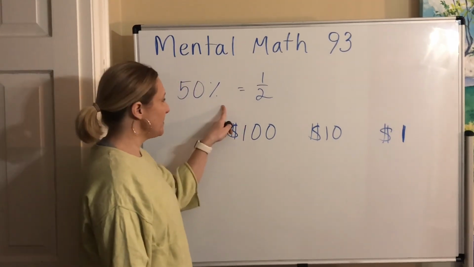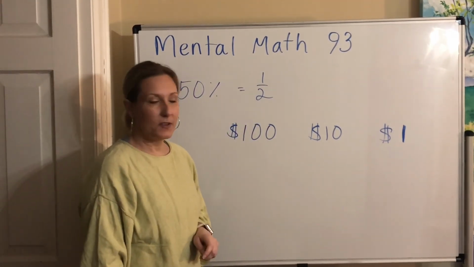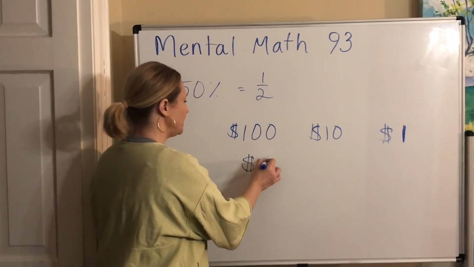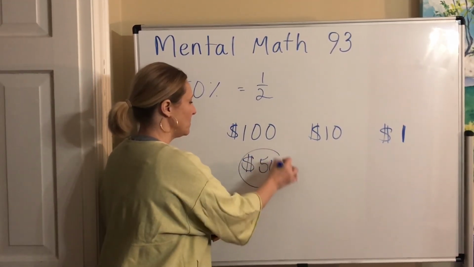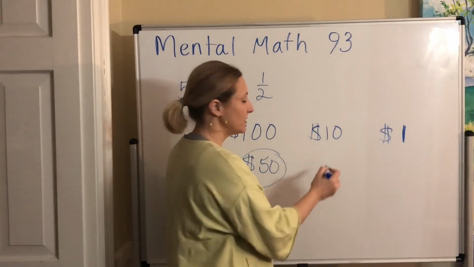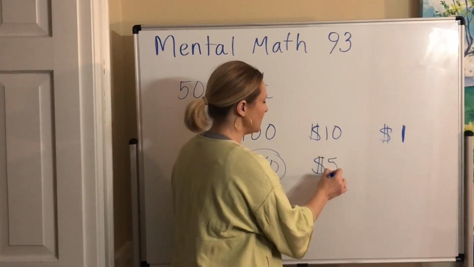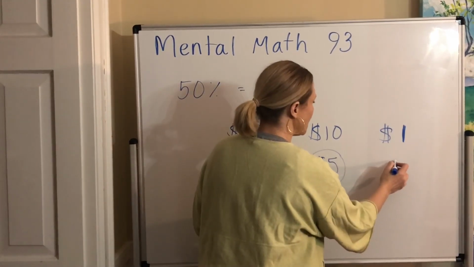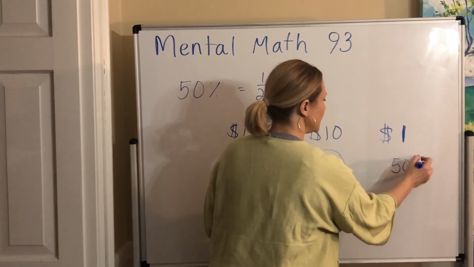Okay, for the next problem we have 50% of $100, $10, and $1. Well, we know that 50% means 1/2. So what is half of 100? Half of 100 is $50. What is half of 10? Half of 10 is $5. And what is half of $1? Half of $1 is 50 cents.